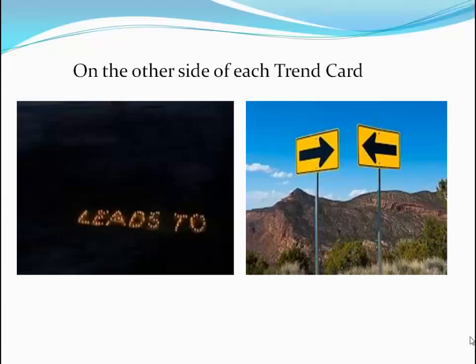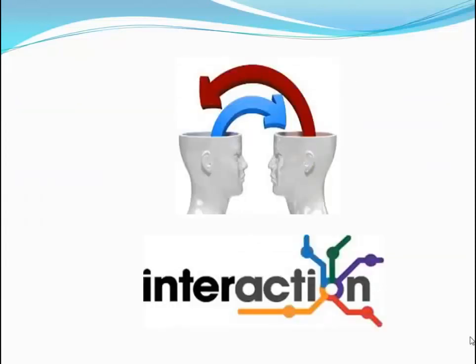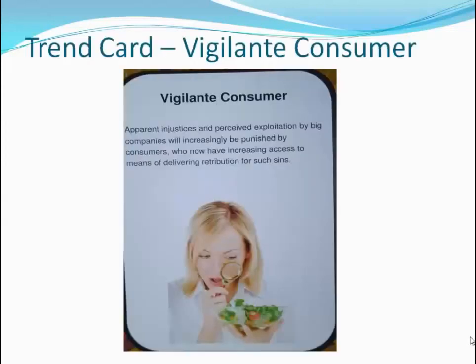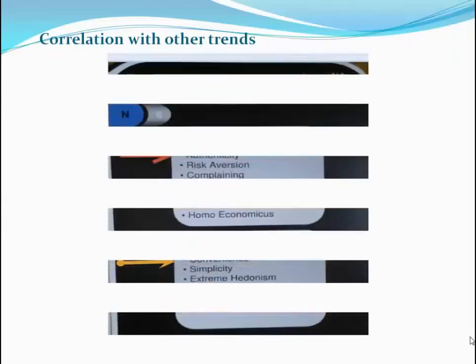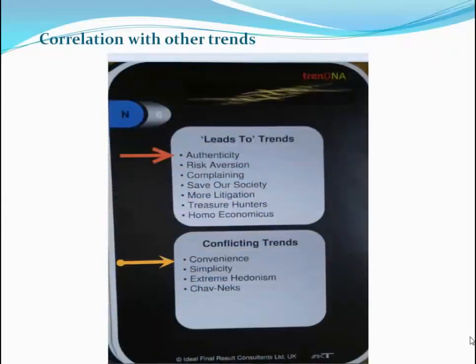The real insight of trend watching is that it is not trends by themselves that matter, but their interaction with each other. Let us take just one example from the trend of vigilante consumer. The trend itself is interesting, but what complicates the issue is the way it correlates with the other trends. It leads to authenticity and 6 other trends, but it also contradicts convenience and 3 others.